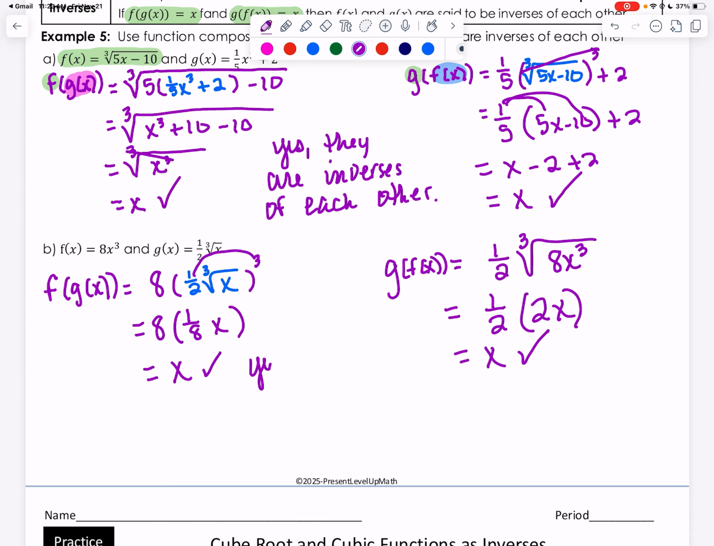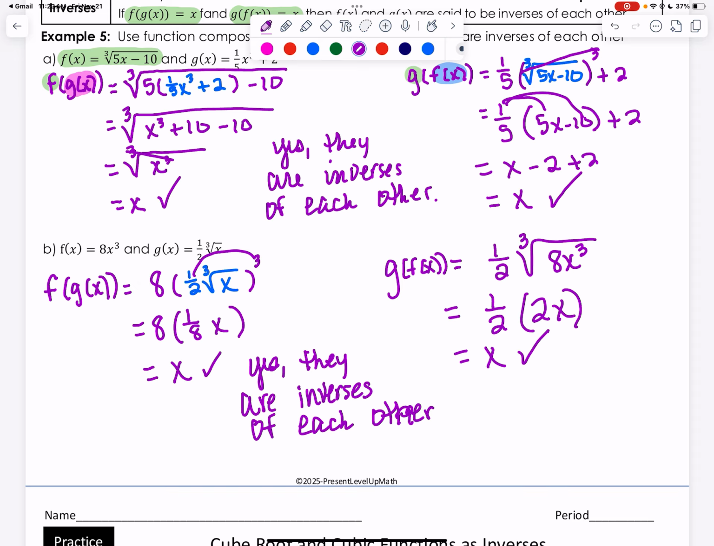So yes, they are inverses of each other. And that concludes today's lesson, cube root and cubic functions as inverses.